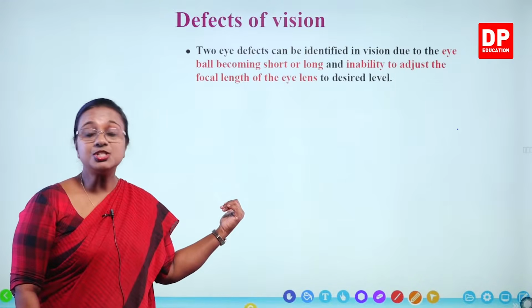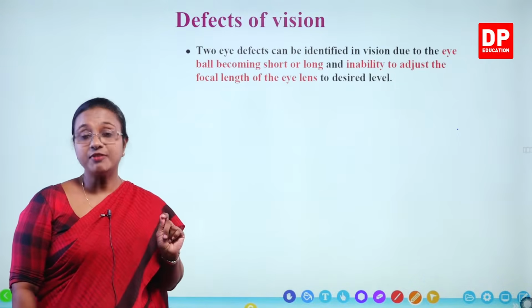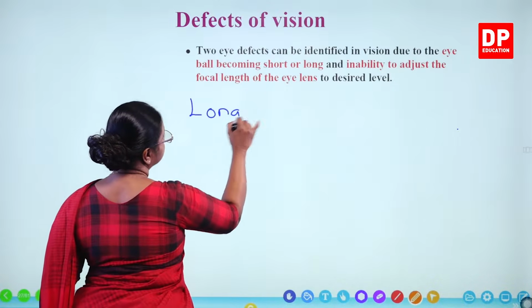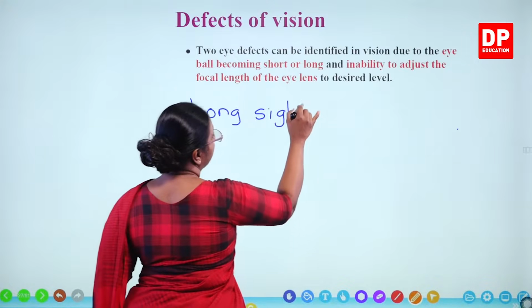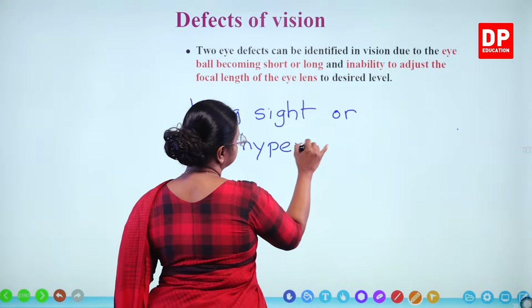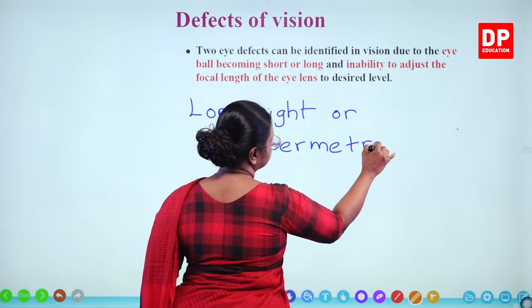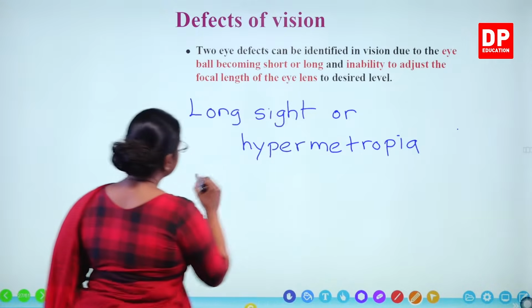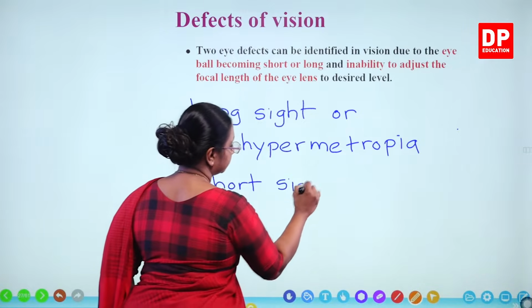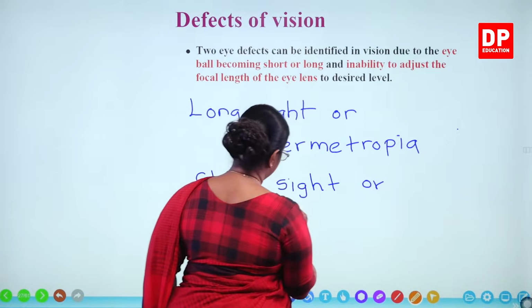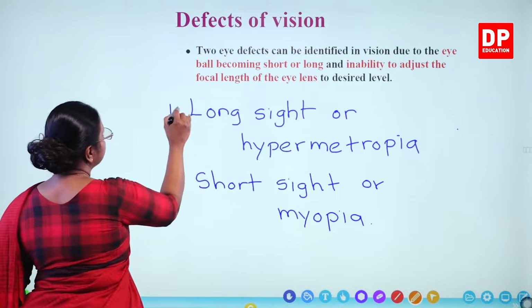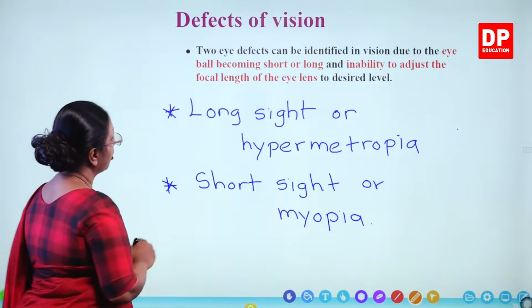So, based on these two reasons, there are two types of defects. One is known as the long sight, or hypermetropia. Then the other one is short sight, or myopia. So one is long sight, the other one is short sight.